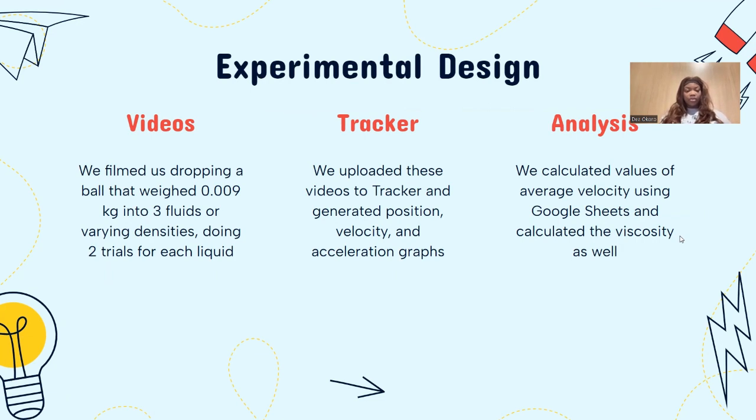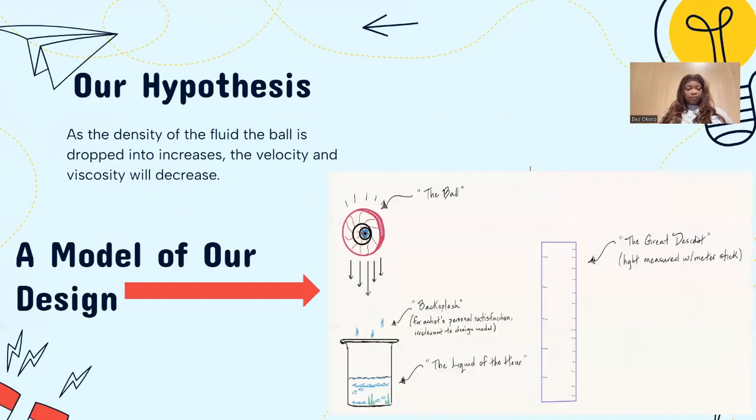And for our experimental design, for the video, we filmed us dropping the ball that weighed 0.009 kg into 3 fluids of varying densities. And we did 2 trials for each of the liquids. And then we uploaded these videos to Tracker and generated position, velocity, and acceleration graphs. And then we calculated the values of the average velocity using Google Sheets. And then we also calculated the viscosity as well.